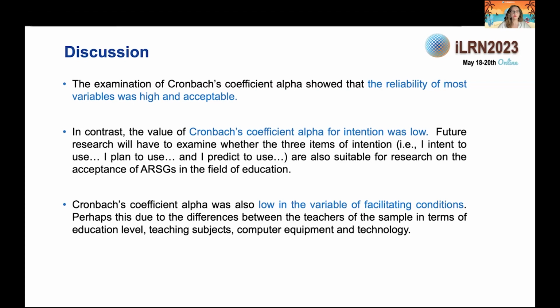One possible solution is for the intention variable to be examined by adopting other items that have been used in more recent research with immersive technologies. For example, an item, I would use the glasses again if given the opportunity, could provide different results in measuring teachers' intention to use the glasses compared to the items that have been used in this study. Cronbach's alpha was also low in the variable of facilitating conditions, perhaps due to the differences between the teachers in terms of education level, teaching subjects, computer equipment, and technology.